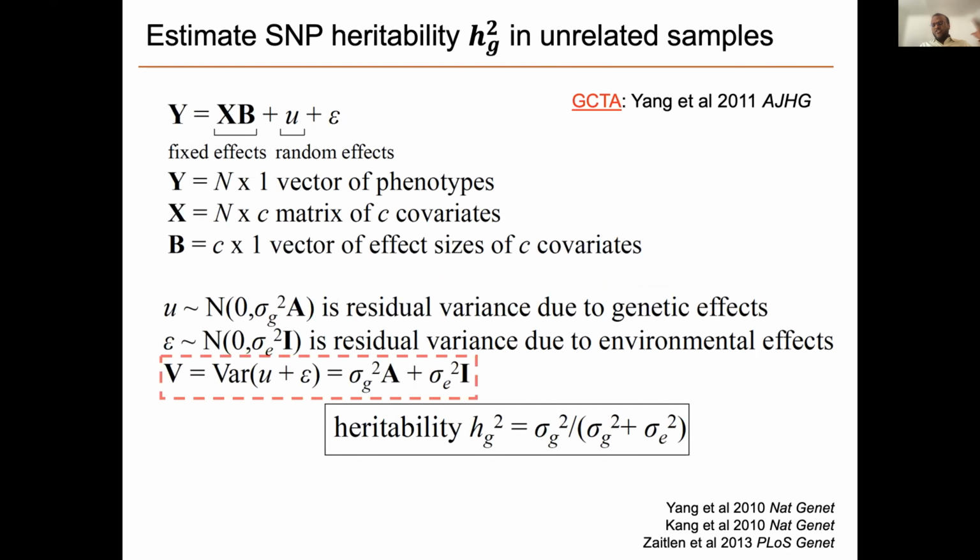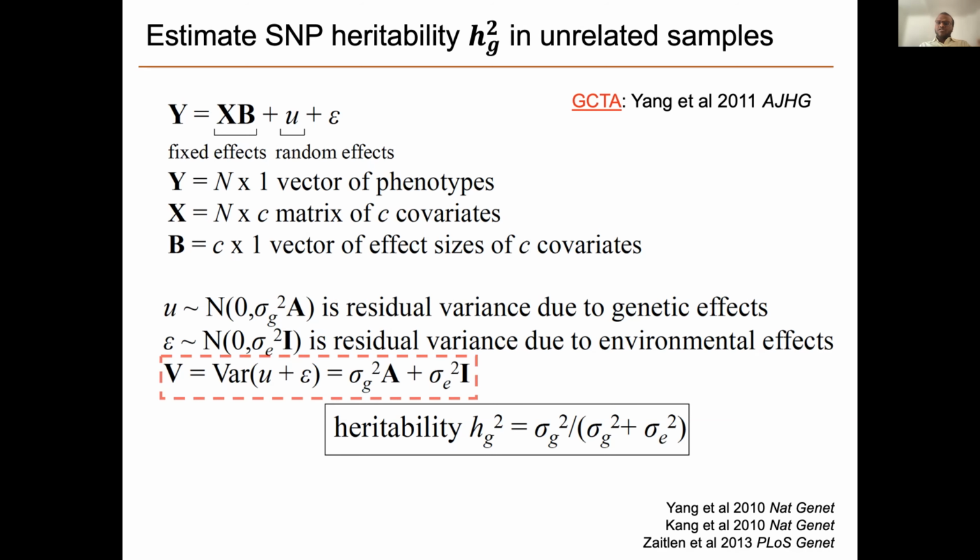We will, however, start with one of the preliminary models for estimating heritability in relatively unrelated samples, where we have the phenotype vector Y and then the entire genotype matrix. And in such a case, we can have a mixed effect model where we have some fixed effects due to some covariates, and then the U here is a random effect for the genetic effects, and the epsilon is a random effect corresponding to the environmental effects.